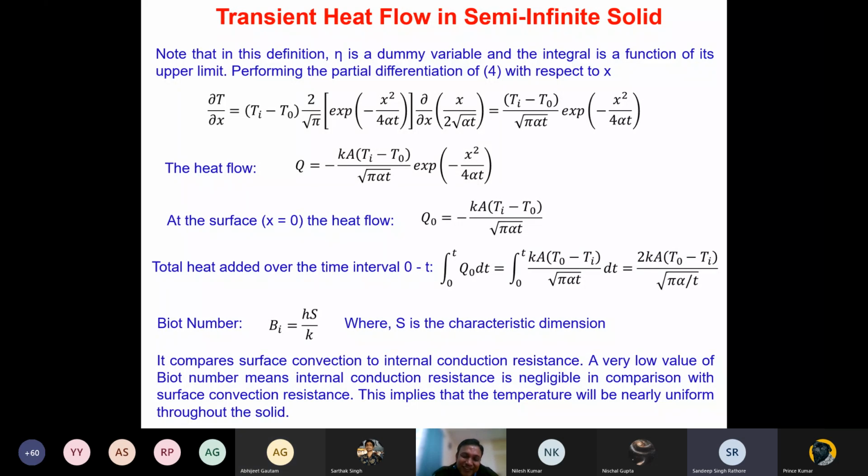No. So this characteristic dimension S becomes difficult to calculate when we are looking at non-regular surfaces, like an annular surface, let's say. There you have to calculate this characteristic dimension in a slightly different way. We will see that as we go ahead. But in normal geometries like sphere or cylinder, this characteristic dimension will be the radius. Okay. For a flat slab, it will be L, isn't it? Yes, sir. All right.